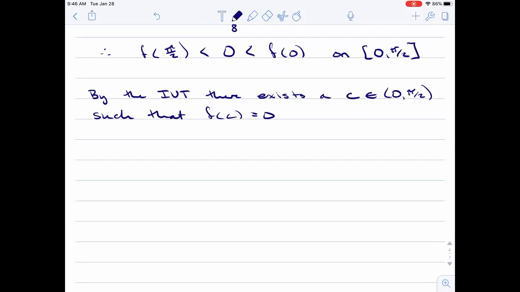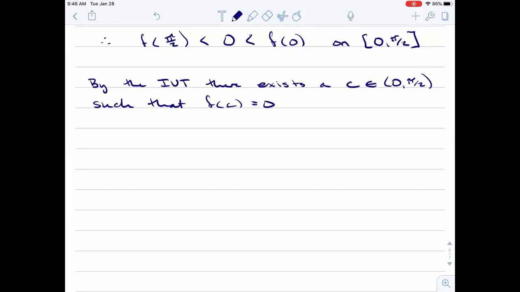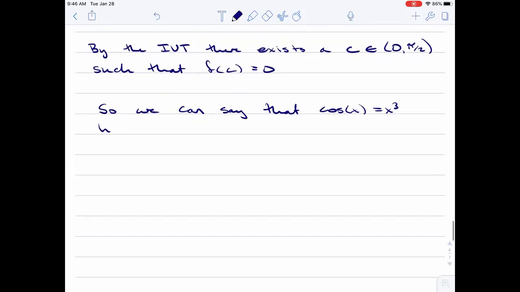So that's why we can say that there's at least one solution, right? We could potentially find more with the cosine, right? But so we can say that cos x equals x to the 3 has at least one solution.